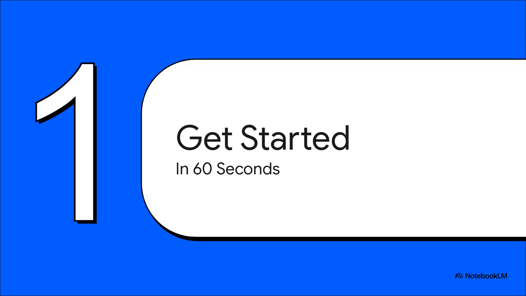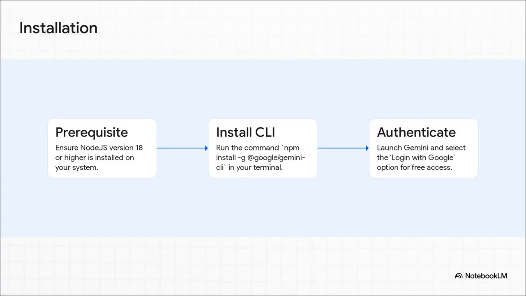So you're probably wondering, all right, how do I get this powerhouse on my machine? Well, believe it or not, you can be up and running in about 60 seconds. Seriously. As long as you have Node.js installed on your system, it's just a single npm command to get the package. That's step one. Then, when you run it for the very first time, you just choose the Login with Google option, and that's it. You're authenticated and instantly connected to that massive free tier we were just talking about.